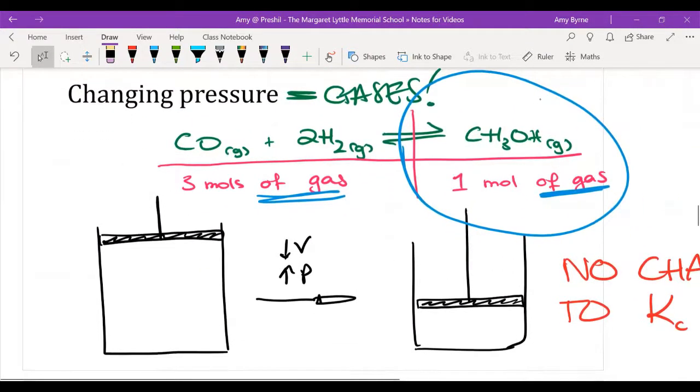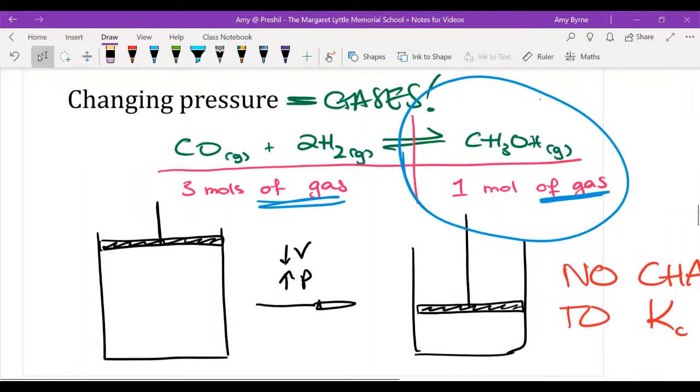So changing pressure is what we can do to gases, and it is all about how many moles of gas do I have on either side. If I've got the same number of moles of gas on both sides of my equation, there's no real effect. It will increase the rate of the reaction because my molecules will be colliding more often, but the equilibrium itself won't change.